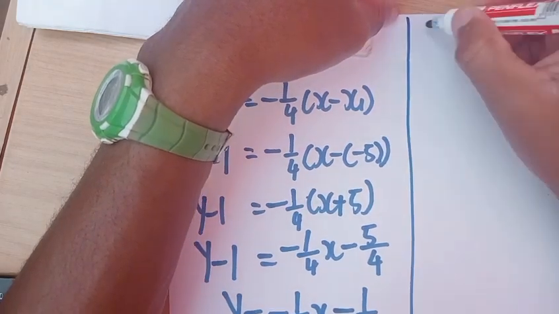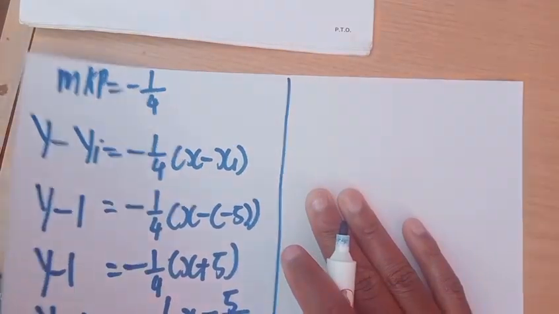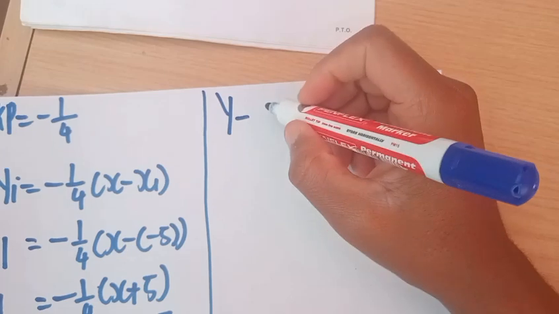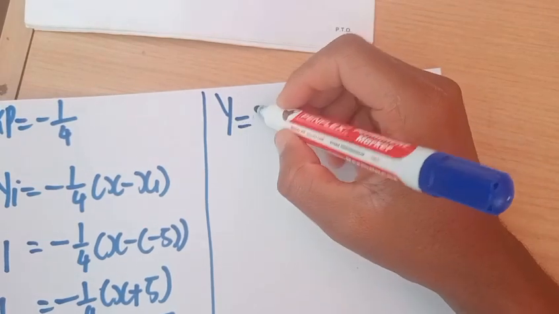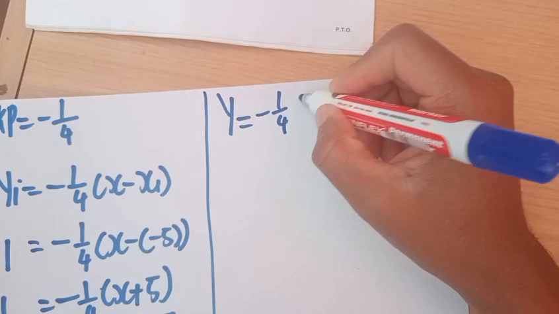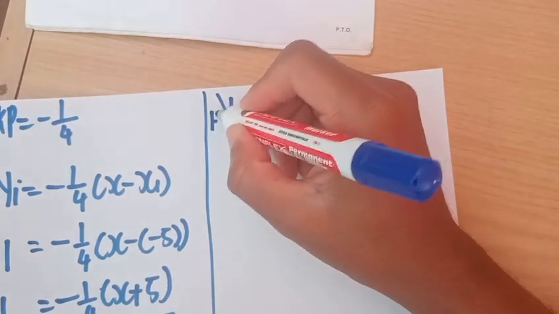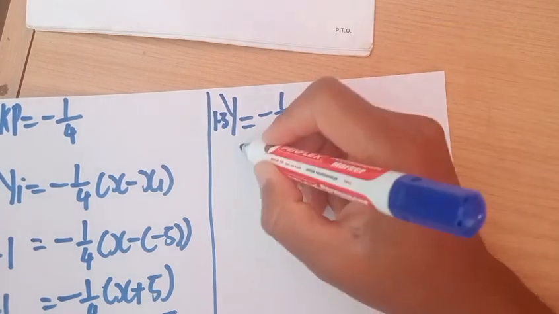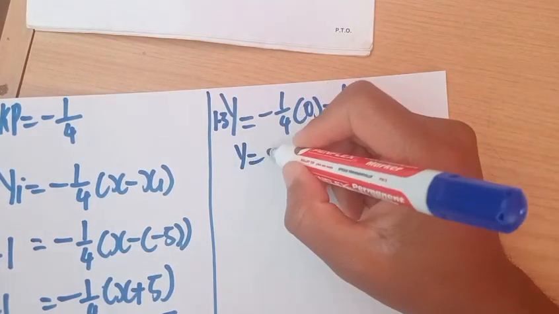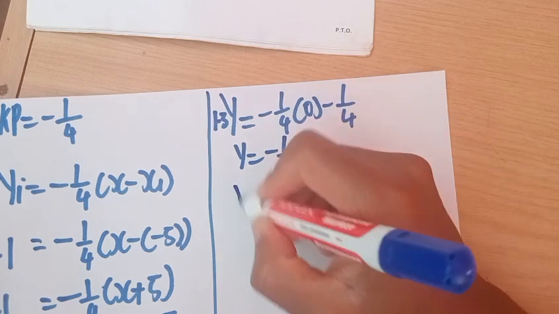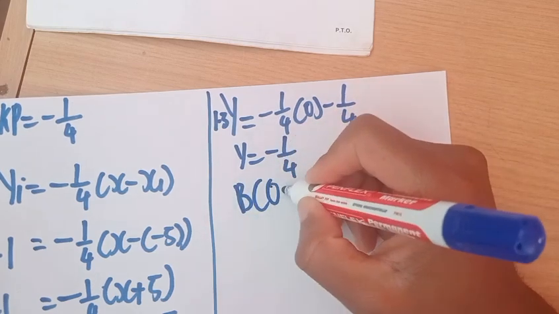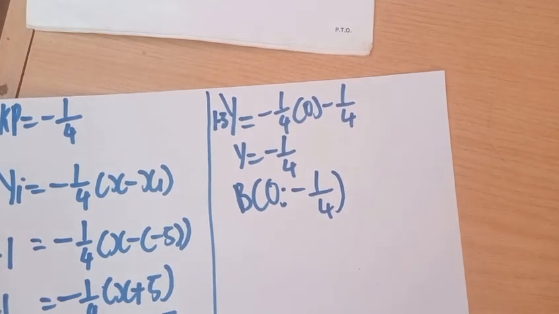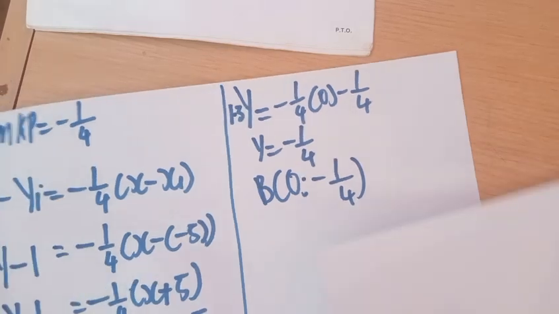Okay, let's see. y is equivalent to minus 1 over 4. So y is negative 1 over 4, which means B is 0 and negative 1 over 4. You get it?